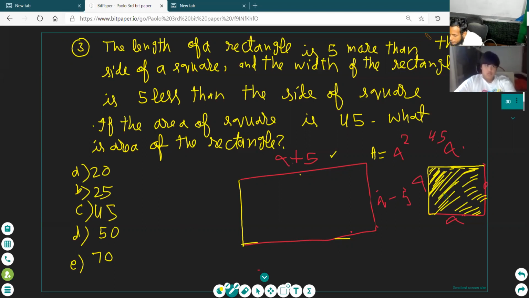Write it. Where are you writing, Paulo? Right here, A is equal to a square. Then write small a square, value of area. Area is small a square, okay? Now, our need is to find the area of the rectangle. Find the area of the rectangle.